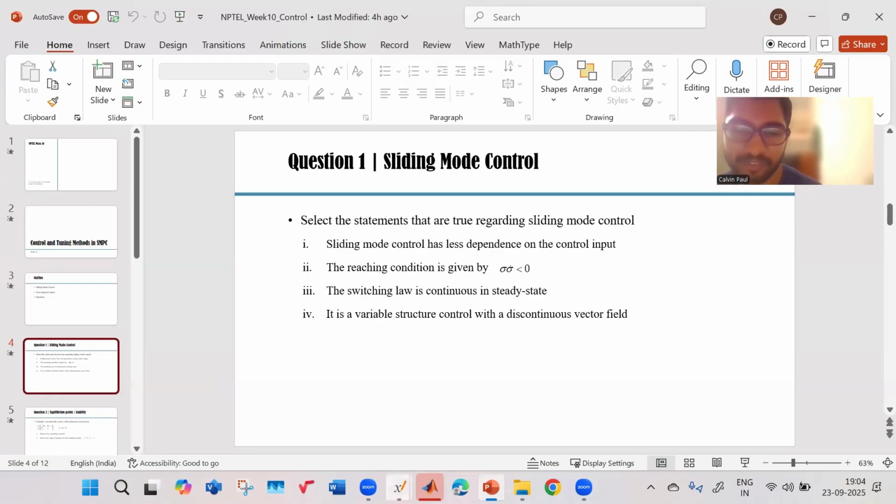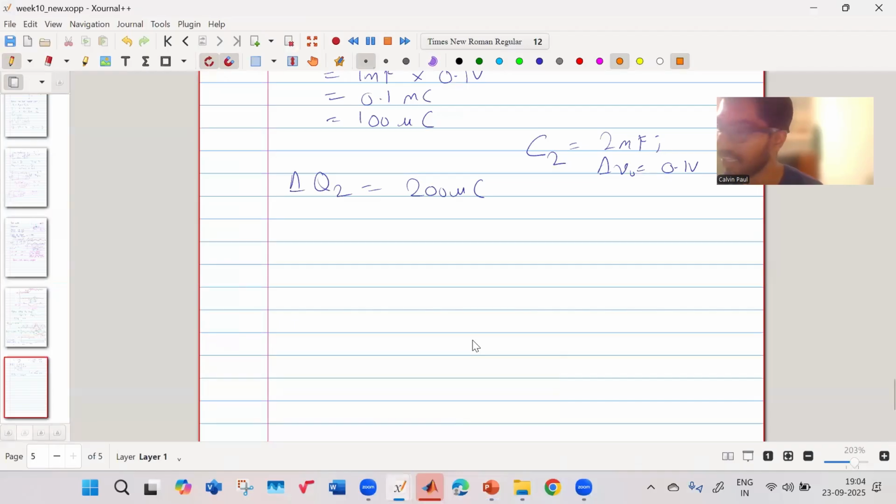Okay, so you have question 1. This is your sliding mode control.